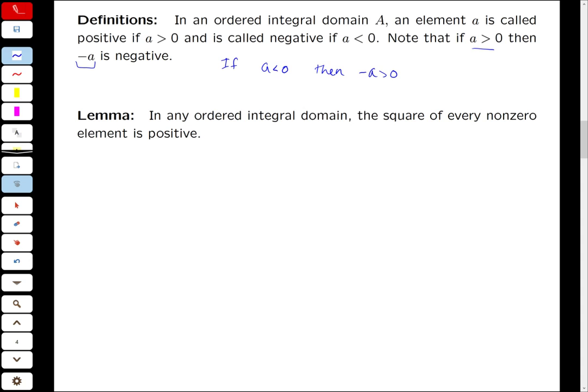Okay, we have a lemma. In any ordered integral domain, the square of every non-zero element is positive. This is important. This is something that we have been using ever since we knew there were negative numbers. What is that, 4th grade? If you multiply it by itself, it becomes positive. So what's the hypothesis statement?